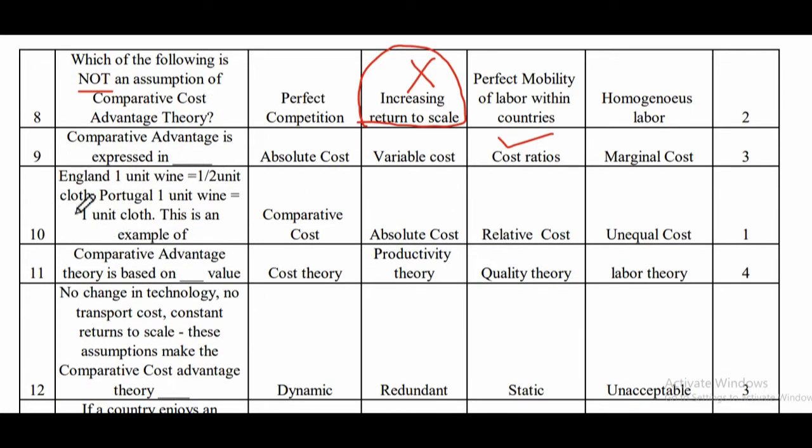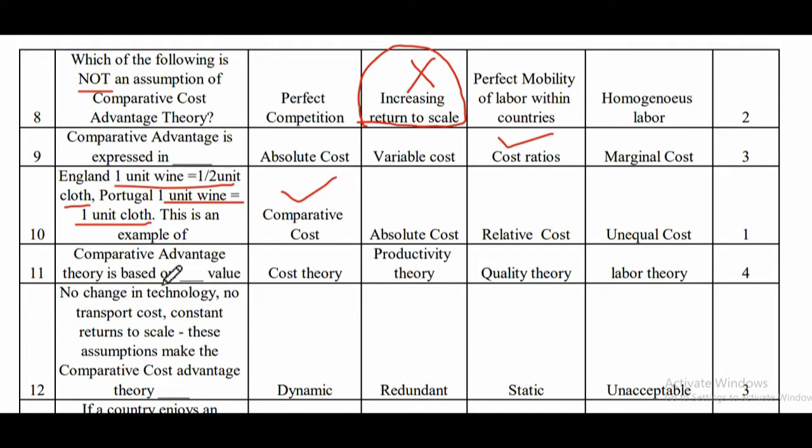Now the next one, they have given you MCQ number 10. England: 1 unit wine is equal to half unit cloth. Then they have given you another country, that is Portugal: 1 unit wine is equal to 1 unit cloth. This is the example of, and they have given you option number 1, that is comparative cost. Second one is absolute cost. Third one is relative cost. And fourth one is unequal cost. Now please remember that we are comparing over here, and this is the perfect example of your comparative cost.